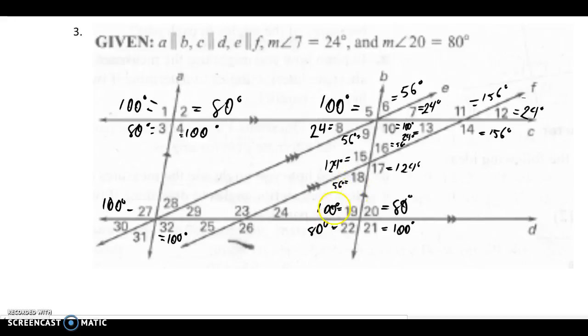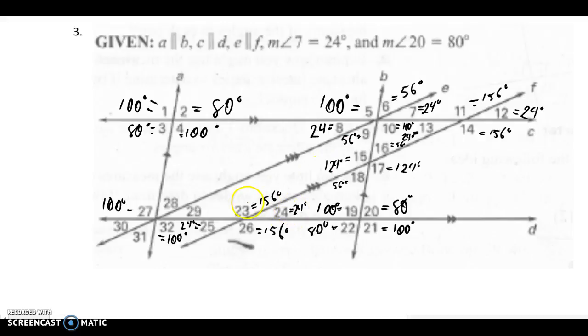And then I can see that 156 is the sum of 18 and 19, so I subtract that from 180, and this is going to be 24 degrees, which means that 25 is also 24 degrees. These are a linear pair here, so they're supplementary, so this is 156. This is 156 over here because those are vertical angles. The sum of these four angles, 23, 29, 9, and 15, should be 360 because it's a quadrilateral. We haven't really done that yet, but you can get around it that way. That would be one way to do it: add them together and subtract from 360.